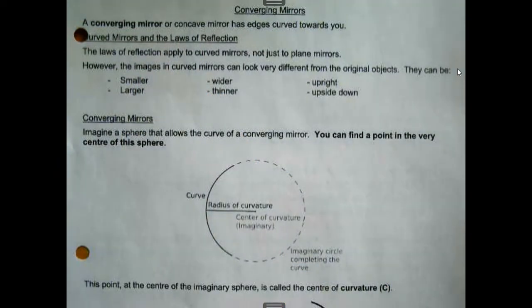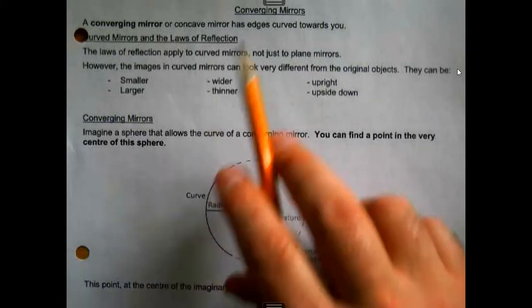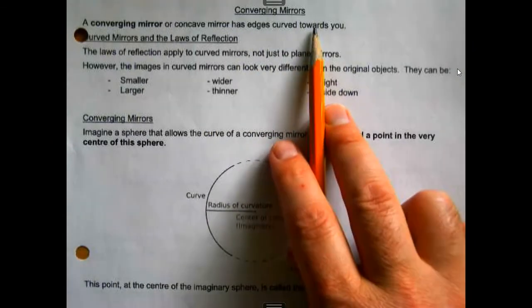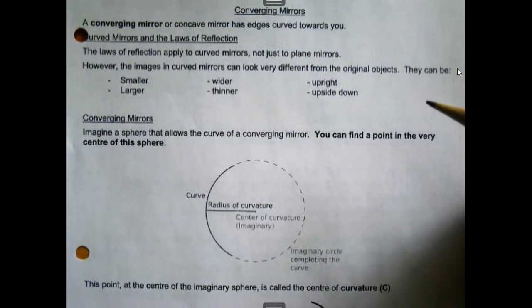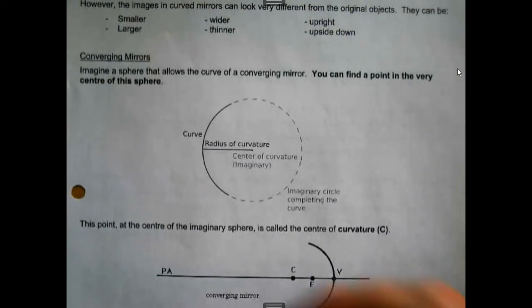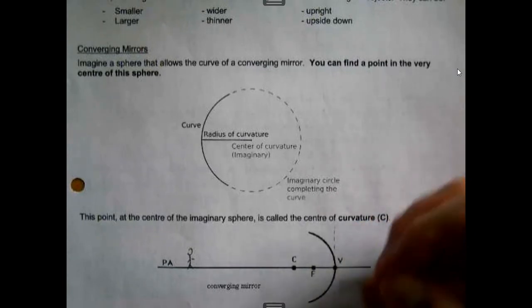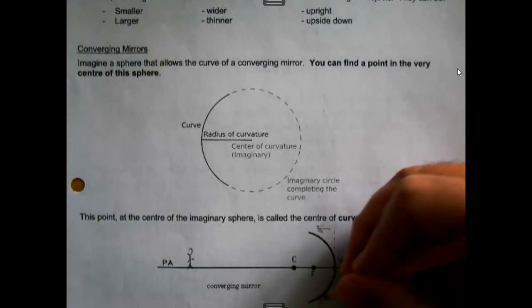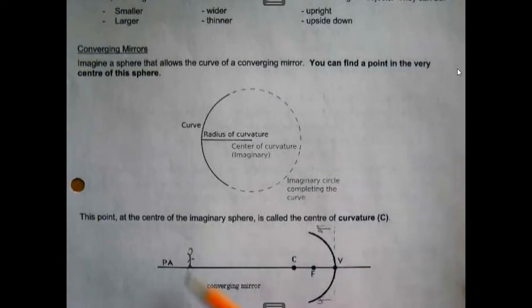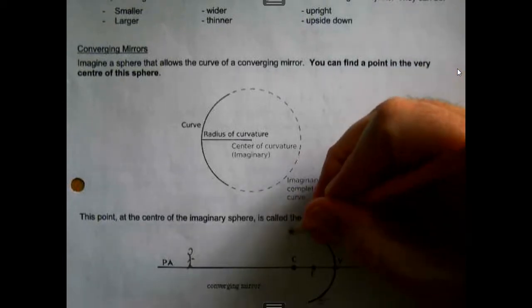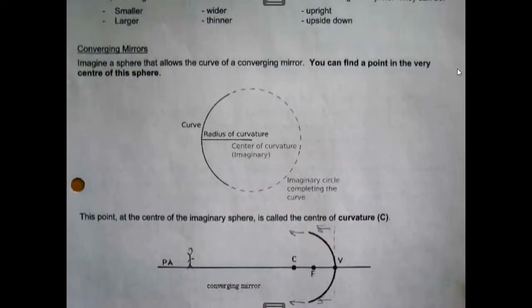And what makes those concave or converging is that the edges are curved towards you. Okay, so in the diagram down below here, if I was standing right here, and I'm looking into this converging mirror, I can see that if this was a plane mirror, I have bent the ends of the plane mirror towards me. So they have moved this way, the ends of the mirror. Okay, so this is what makes it concave.